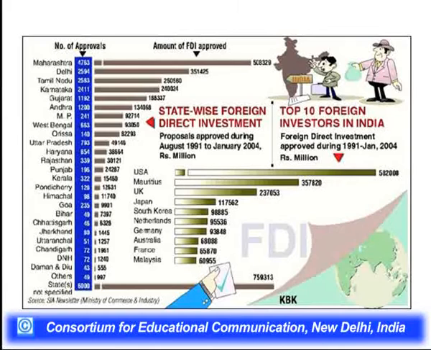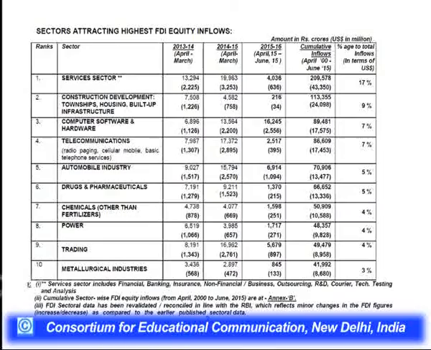Now we have to see the regional picture, whether this inflow of FDI is reaching different sections of society and different regions of India or not. If you see the number of approvals, Maharashtra attracted substantially, followed by Delhi, Tamil Nadu, Karnataka, Gujarat. These are the states where we have more industrial development. Now you can see sectors attracting the highest FDI inflow in current years: the service sector, construction development, township, housing, built-up infrastructure, because the Jawaharlal Nehru Urban Renewal Mission and several other schemes have been taken into consideration.